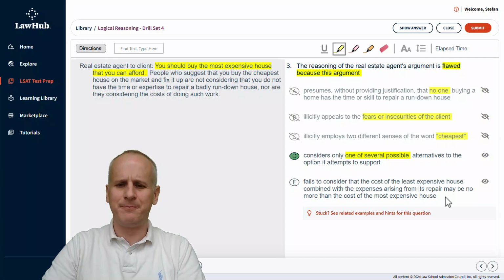And then lastly, choice E fails to consider that the cost of the least expensive house combined with the expenses arising from its repair may be no more than the cost of the most expensive house. Do not talk yourself into this answer. We're not comparing the actual cost of the repairs to the cost of the house. And again, it just isn't our mental prediction. Make sure that you've got your mental prediction of there's more degrees in house price than most expensive and least expensive to avoid talking yourself into E just because you got rid of everything that came before it. But hopefully, you've already selected choice D for this question a little while ago.